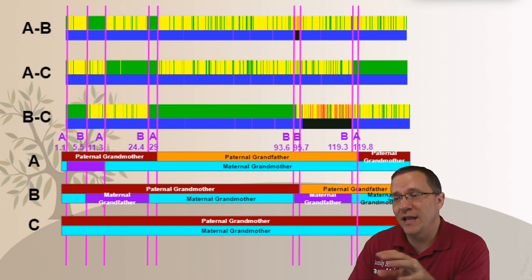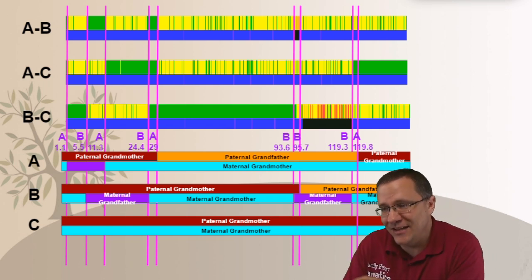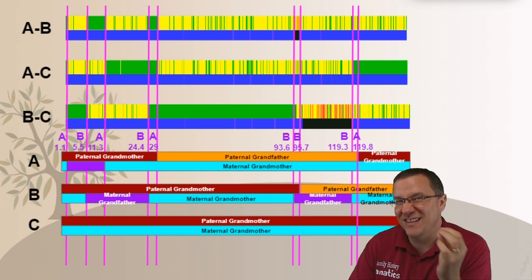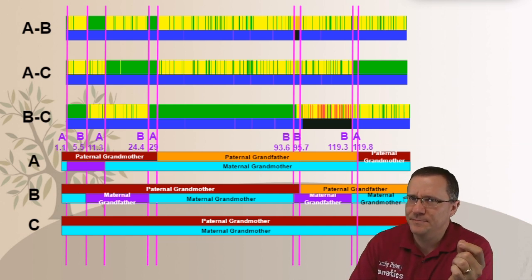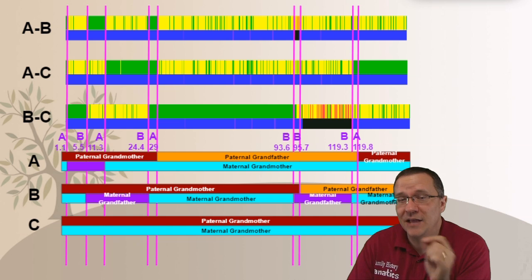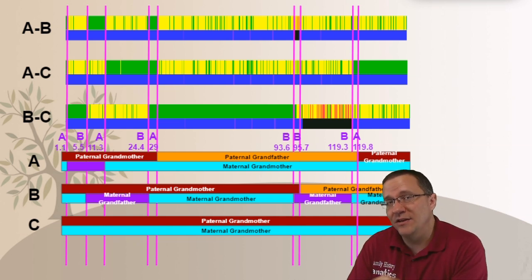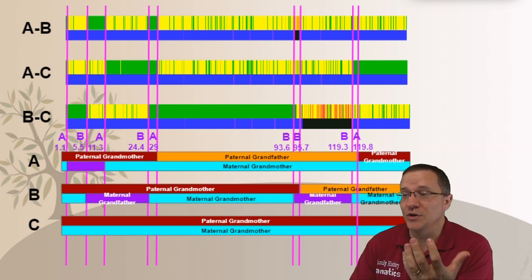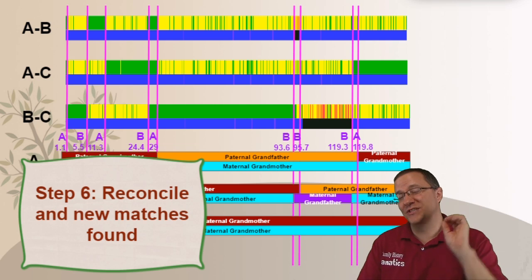Now, if you've tried this and you just can't get it to work, then it's very possible that your match from a genealogical standpoint is not related to that person, not related to that grandparent. And so you may need to go back and validate your genealogical evidence to show whether or not it is really through a different person. And that leads us to step 6.